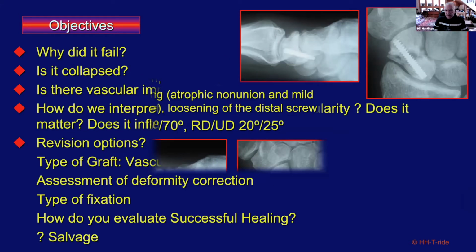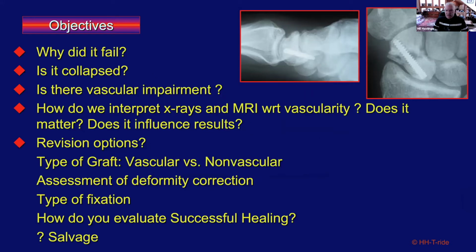So what we hope to cover, through what we've set forth, is: why did this fail? Is it collapsed? Is there vascular impairment in this case? How do we interpret the X-rays and MRI with respect to vascularity, and does it really matter? What are the options for fixing this? Of the various types of grafts, do we need a vascular graft or just a non-vascular graft? How do we intraoperatively assess correction of deformity? Some fixation options. And then very importantly, how do we know when it's healed? How do we know when to turn someone loose? And with late cases, what are the salvage options?